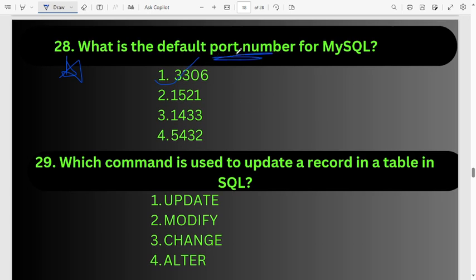Just find out what is port number and let me know in the comment box. What is port number?